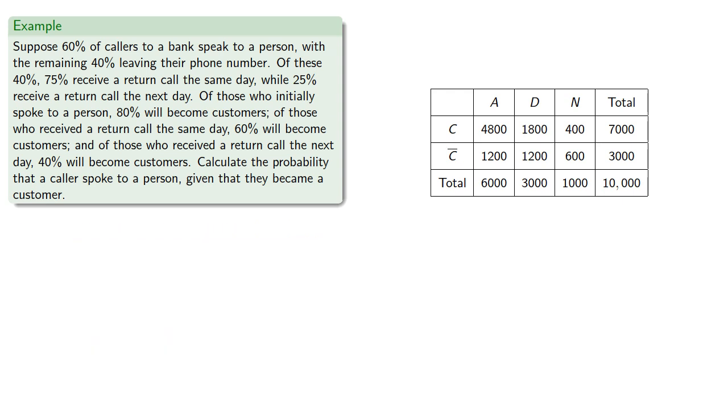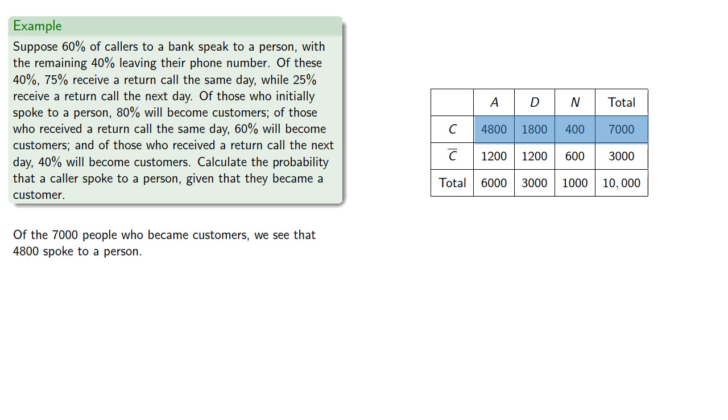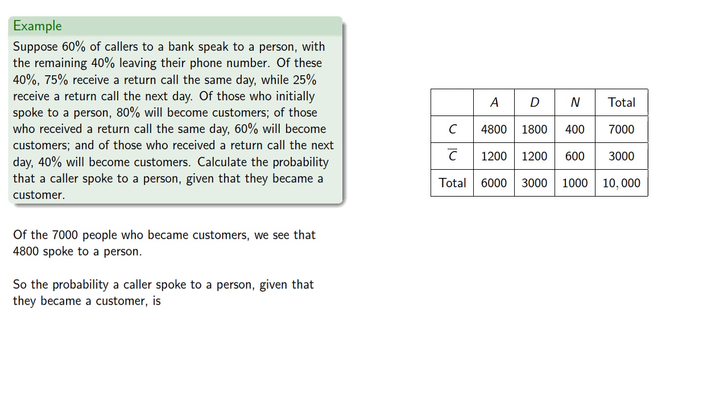So we want the probability that a caller spoke to a person given that they became a customer. So of the 7,000 people who became customers, we see that 4,800 spoke to a person. So the probability a caller spoke to a person given that they became a customer is going to be, which matches our previous computation.